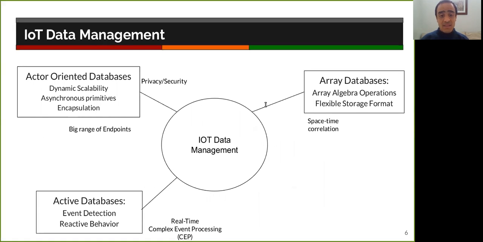We believe that there are three different approaches for database systems that can provide interesting features for handling IoT data. The first one is actor-oriented databases. Actor databases are able to handle scalability issues using actors, as well as privacy and security through encapsulation. Active databases philosophy provides reactivity in event processing, and array databases provide access to operations from array algebra and also a flexible storage format for handling sparse arrays, for example. However, to the best of our knowledge, no solution has been proposed to integrate all three different approaches.